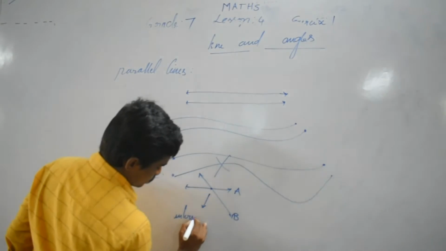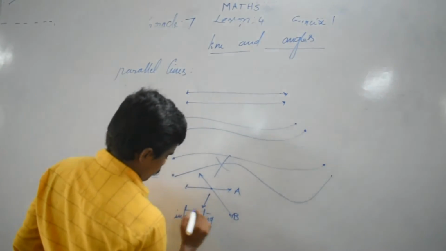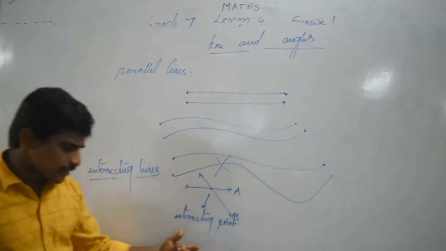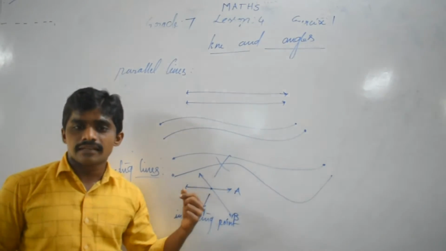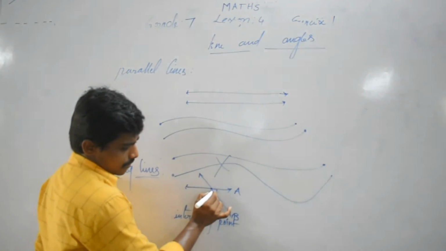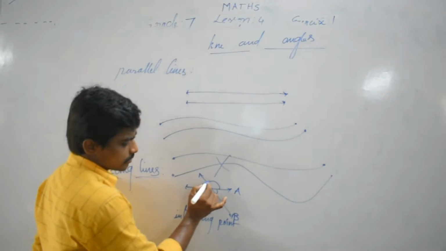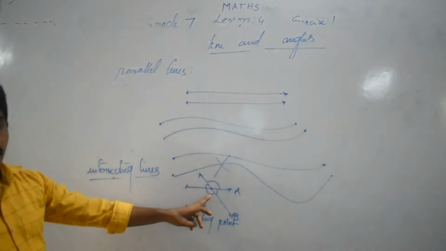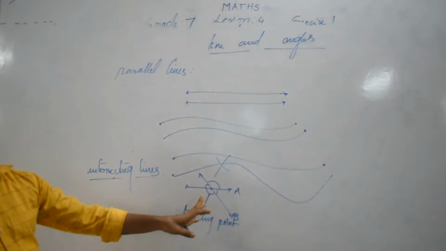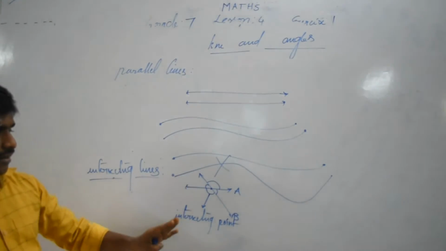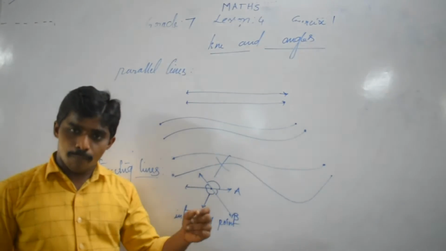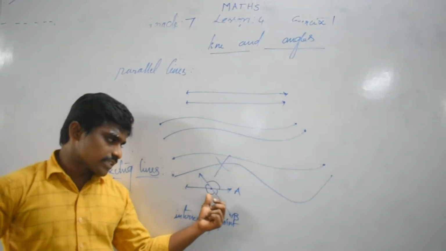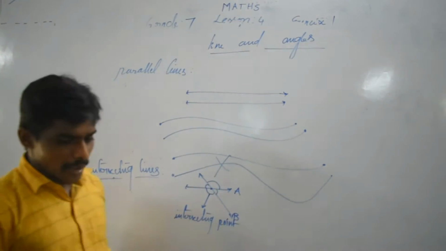Intersecting point, intersecting lines. In intersecting lines, opposite angles are equal. Here opposite angles are always equal. Now clear? Two lines joining or meeting at a point, those lines are called intersecting lines. That point is called the intersecting point. Here opposite angles are equal. Now perpendicular lines.